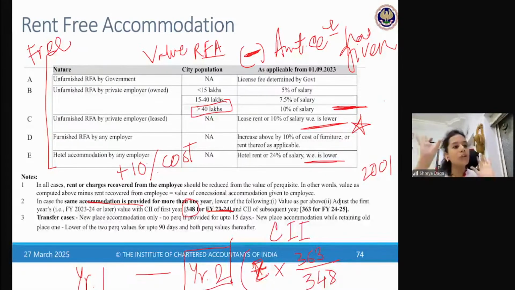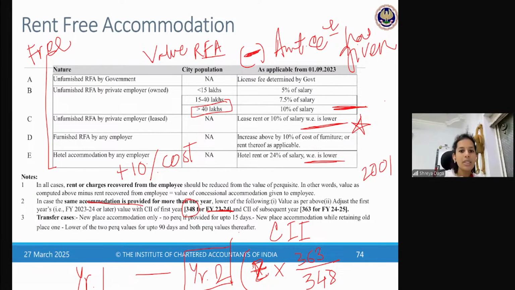You calculate the value of both the houses, one in Kolkata, one in Mumbai, and after 90 days of posting, you pay tax on both of them. Okay. Not very popular in exam, but if a question comes, a small kind of question, it may just come on this part only: what happens if there is a transfer, what happens up to 15 days, what happens up to 90 days, what happens thereafter. Okay, so you just have to remember it.